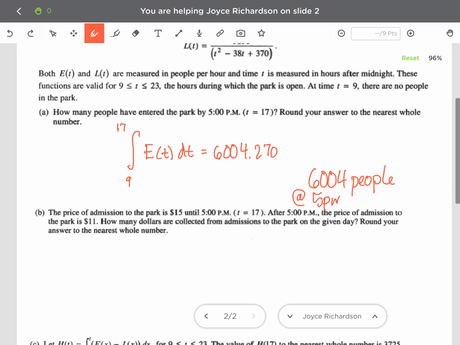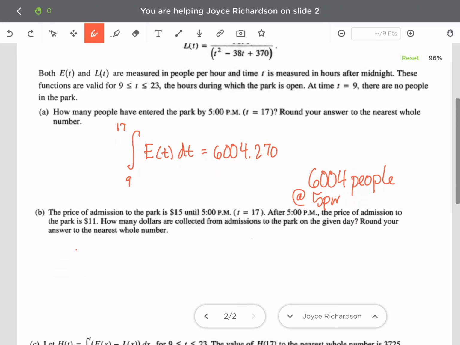Okay, the price of admission to the park is $15 until 5 p.m. After 5 p.m., the price of admission to the park is $11. How many dollars are collected from the admissions in the park on any given day? Round your answer.